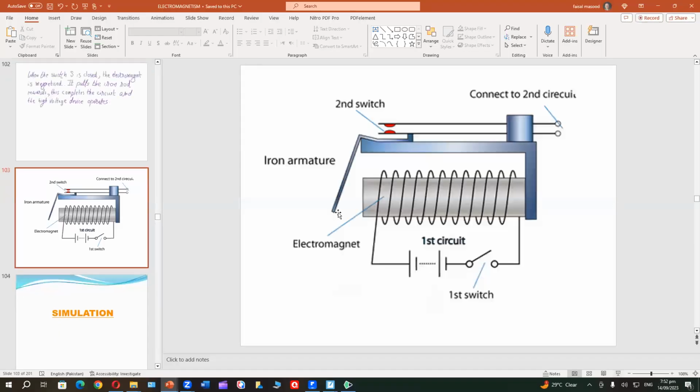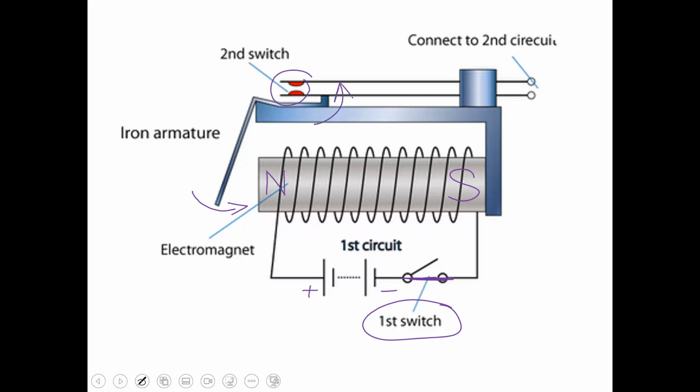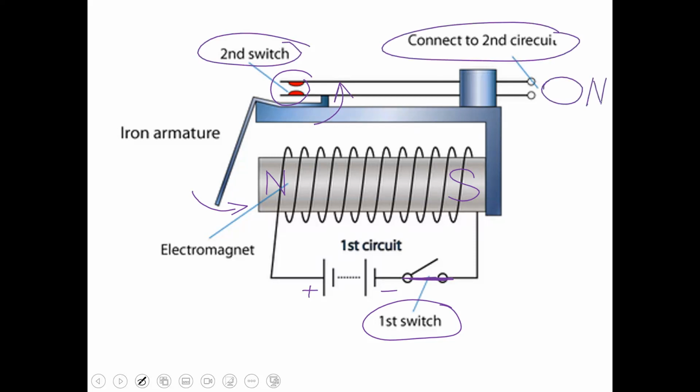Now you can look at the screen. This is called a relay, and look at this switch. When I switch it on, the circuit completes, and this becomes the north pole and this becomes the south pole. This iron armature swings and touches the magnet, and the second switch is pressed and the device here will switch on.